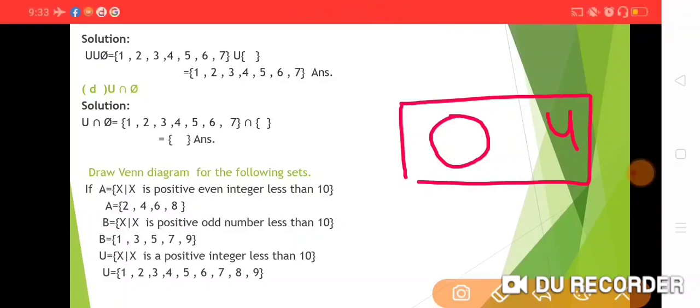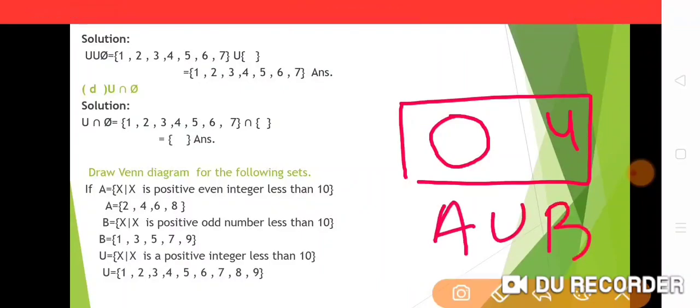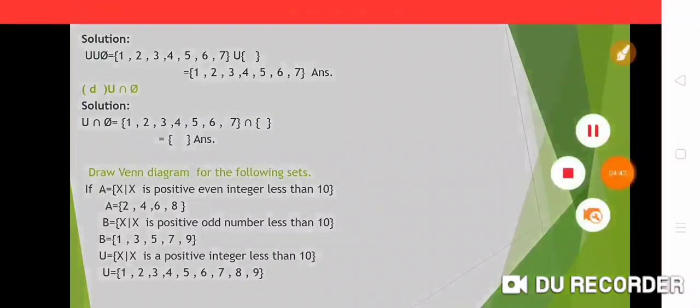Now this is the graphical representation for the operations of sets. For example, if I want to take A union B, how am I going to draw the Venn diagram, or how am I going to show my answer graphically?